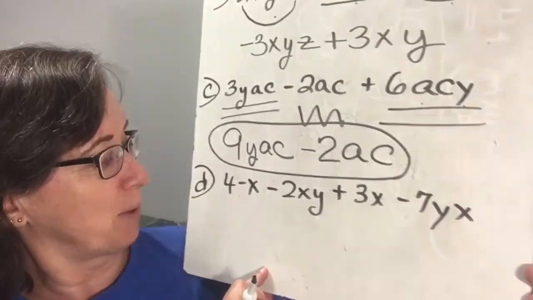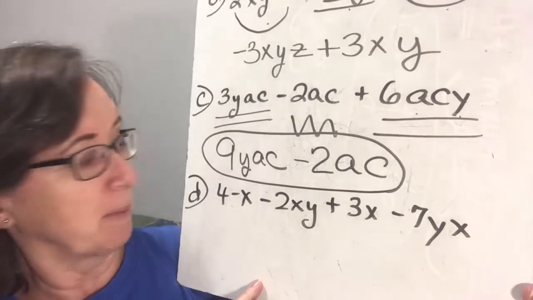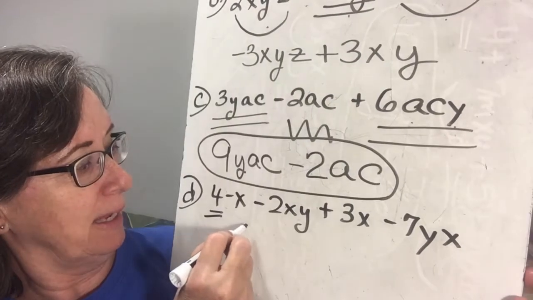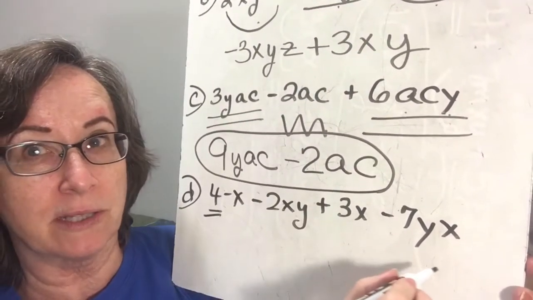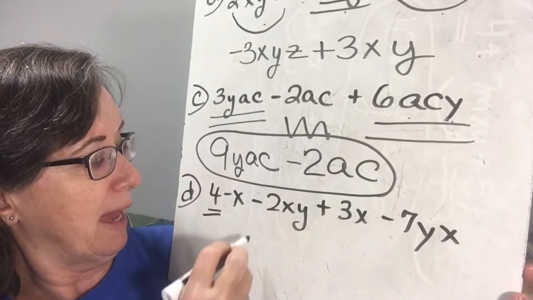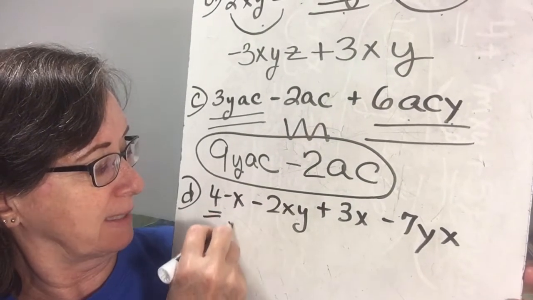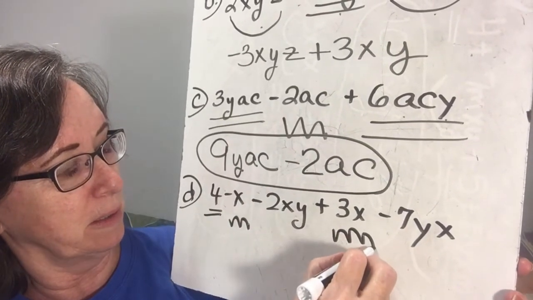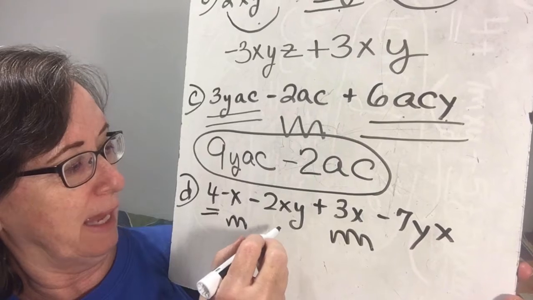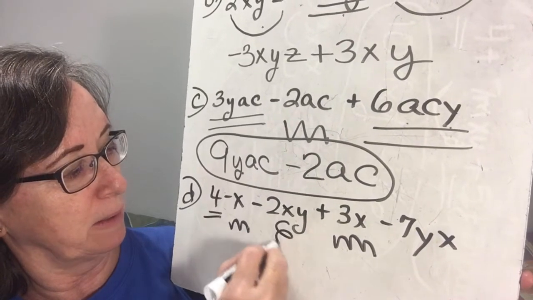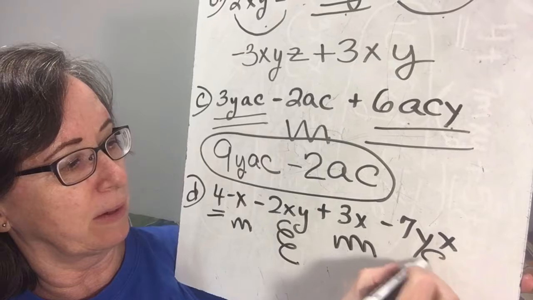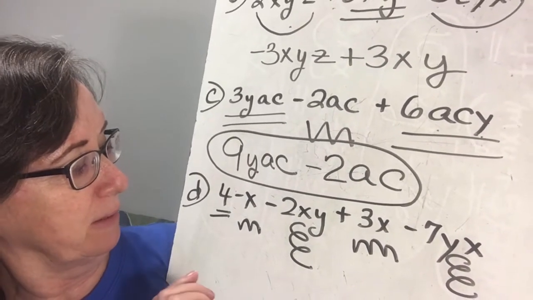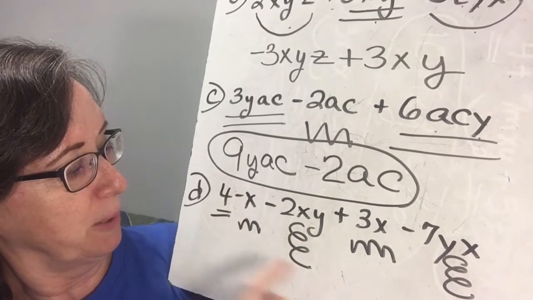Now for our last practice. It's a little bit more complicated. Okay, we have a 4. And we don't have any other constant terms at all. We have a negative x, an x term, and another x term. We have an xy term and another xy term. Okay, so we put like symbols together. This one is lonely. You can put him at the back.